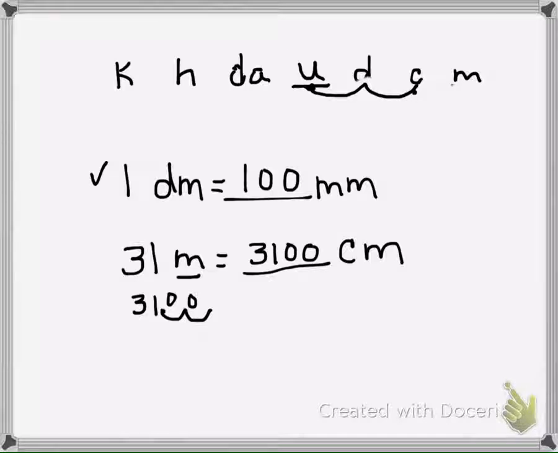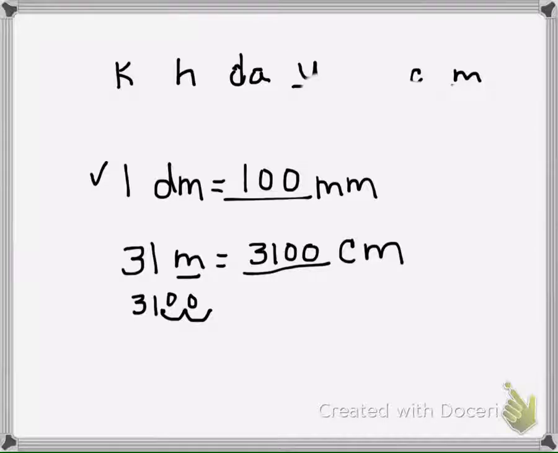And folks, all we're doing here is we are multiplying and dividing by tens. When you move your decimal to the right, you're multiplying by 10. If you move it 2 places to the right, you're multiplying by 100. If you move it 3 places to the right, you're multiplying by 1,000. And then when you move your decimal to the left, you're dividing by 10. If you move to the left 2 places, you're dividing by 100. If you move 3 places to the left, you're dividing by 1,000, and so forth. So 31 meters is equivalent to 3,100 centimeters. All right.